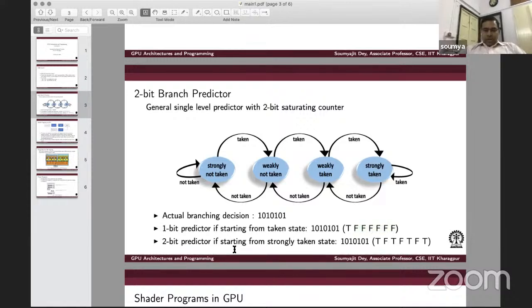Now again, if I consider a 2-bit predictor for this situation, then what will happen? The first decision would be true. Let's assume I'm starting from the strongly taken state of this predictor. Then let's say the next correct decision is not to take the branch, but since this one is in the strongly taken state, it will say you take the branch, which will again be a wrong decision. But then it will move from the strongly taken to the weakly taken state.